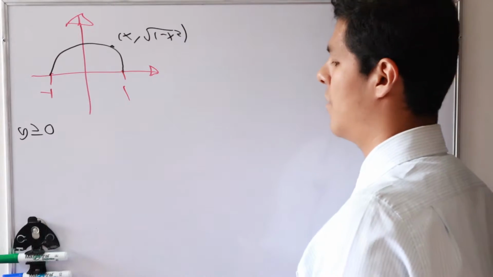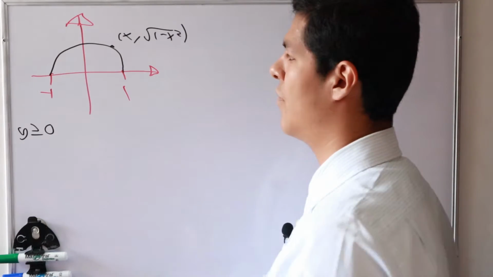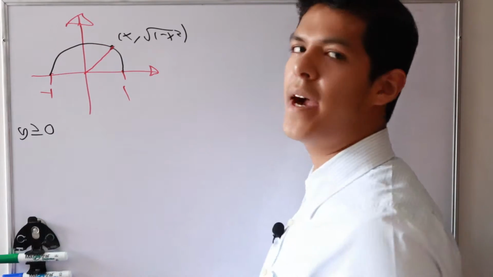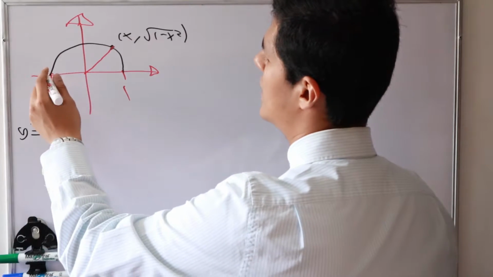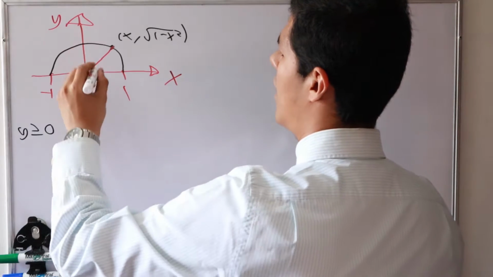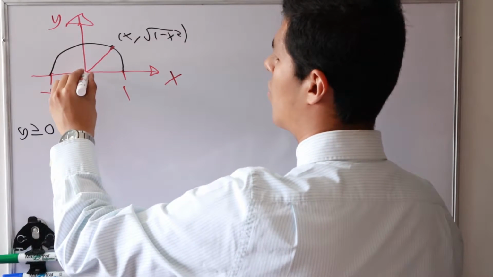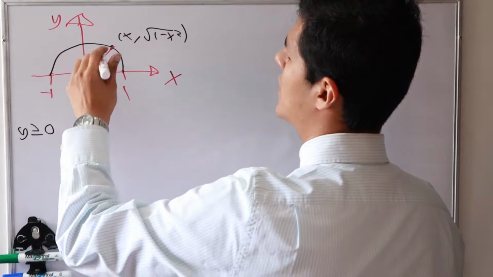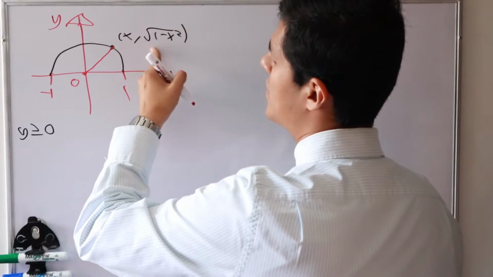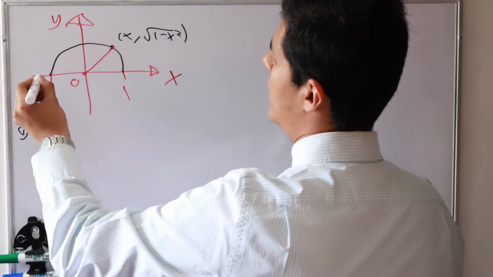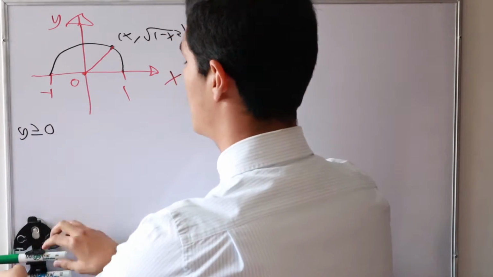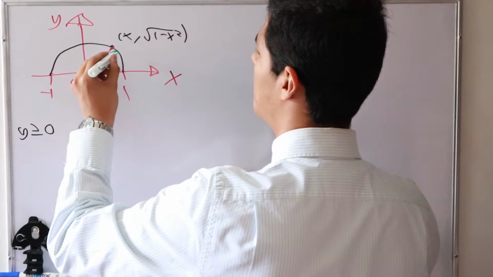For that, I need to find a function that defines the area between the x axis, the line from the origin to this point of the graph, and the graph of the unit circle. So I need to find this area.